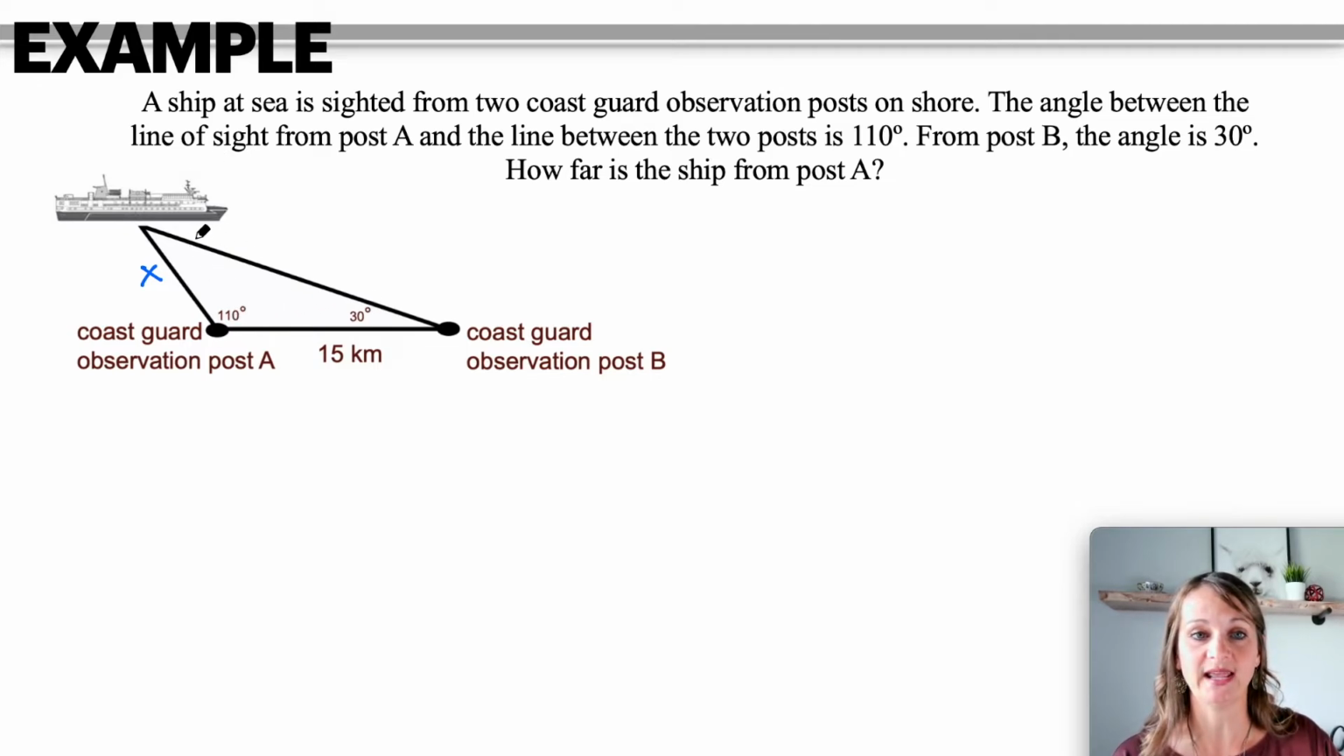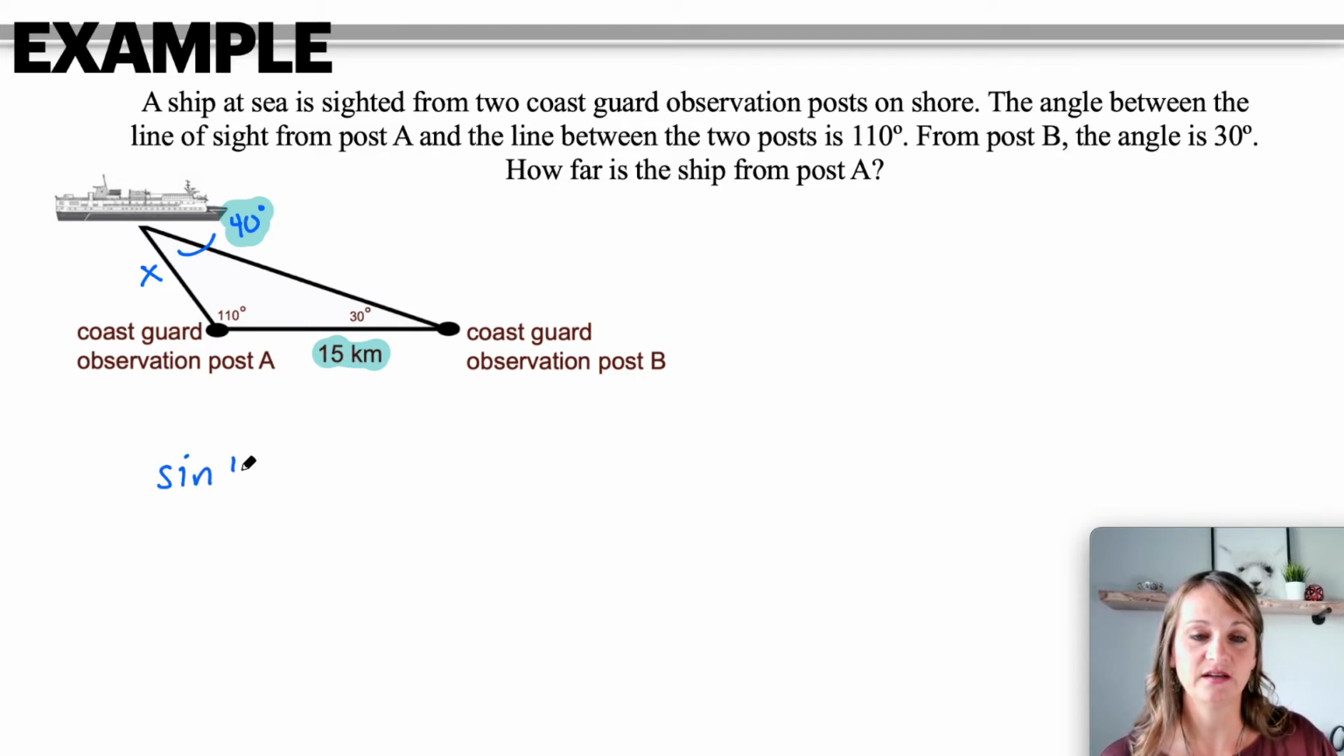Because you have 2 angles that are known, you can find the third angle. 110 and 30 is 140 degrees. So if you subtract that from 180, you can get the remainder angle. Now I know an angle and I know its opposite side. We can actually use law of sines.